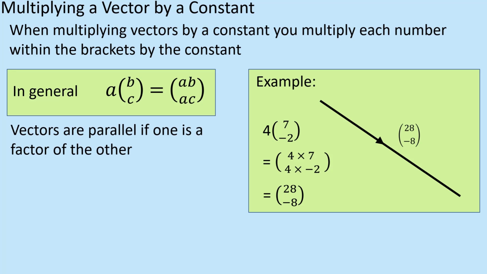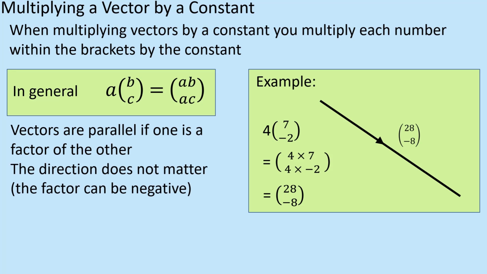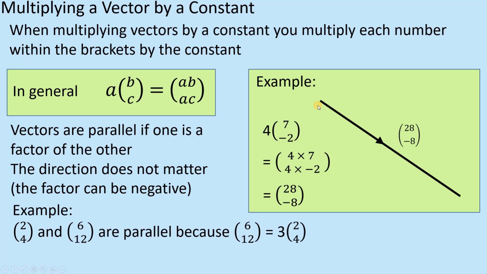Okay, so vectors are parallel if one is a multiple of another, and the direction doesn't matter, positive or negative, because if I went in the opposite direction, then it's still parallel, it's just going in the opposite direction. Again, I cannot stress it enough because of the amount of times I've seen it in exams. So (2, 4) and (6, 12) are parallel because (6, 12) is 3 lots of (2, 4). Alright, so that is vectors in a nutshell.